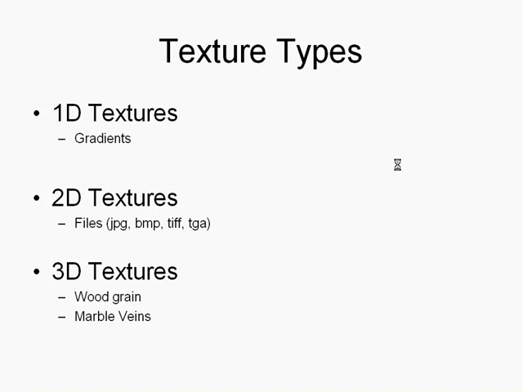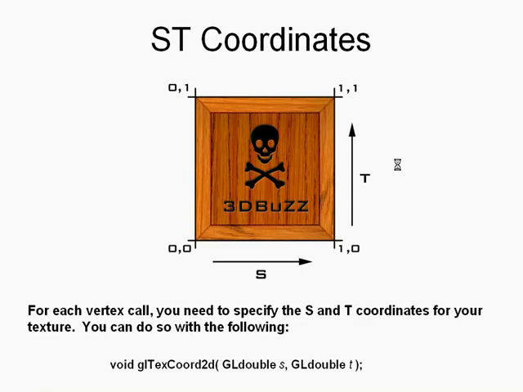Now let's talk about ST coordinates. Applying our texture, right now we're going to start focusing on 2D texture. 2D texture is like a piece of wallpaper, or picture a piece of paper that's got something written on it, and picture that as a texture. I'm holding a piece of paper right now. Say we want to take this texture, this piece of paper, and apply it to a 3D object.